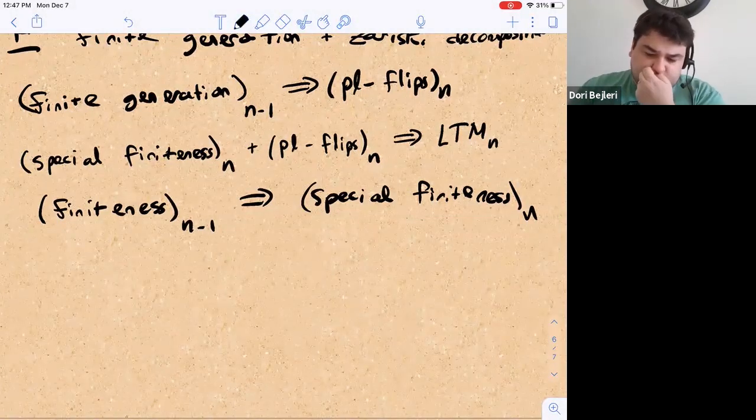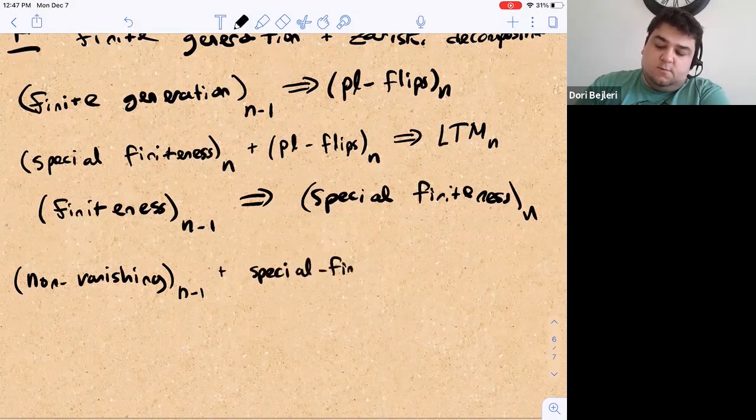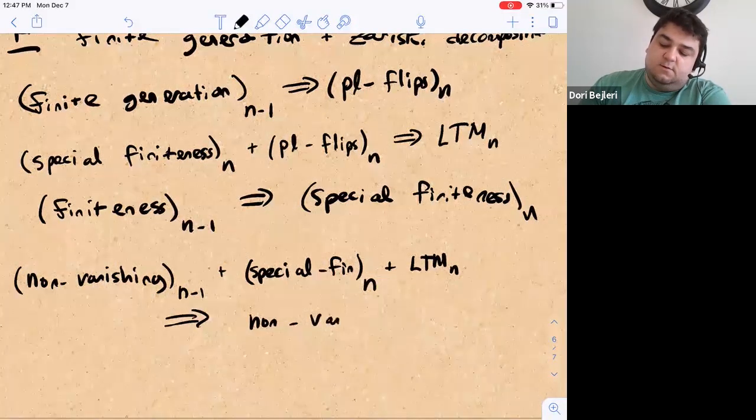And then the next piece of the induction is non-vanishing in dimension n-1 plus special finiteness in dimension n plus the existence of log terminal models. They show this implies non-vanishing in dimension n.